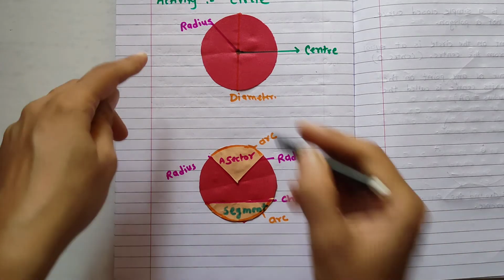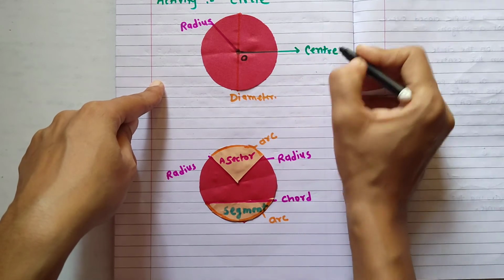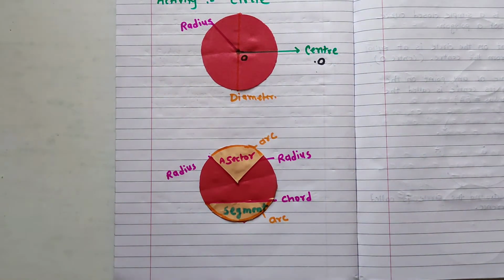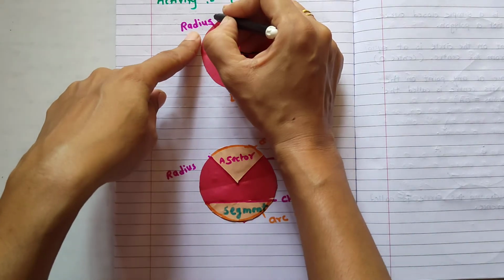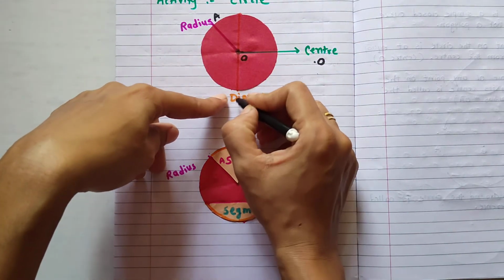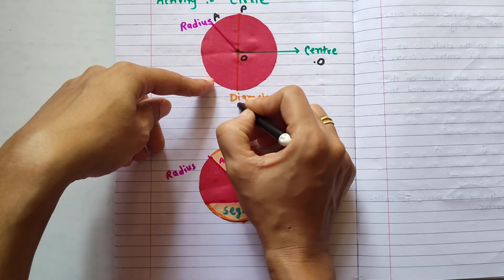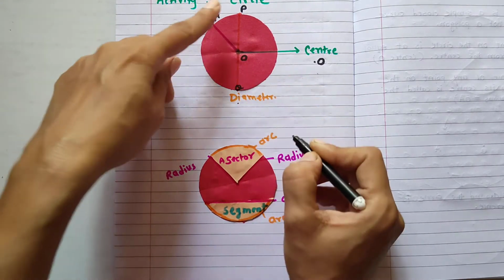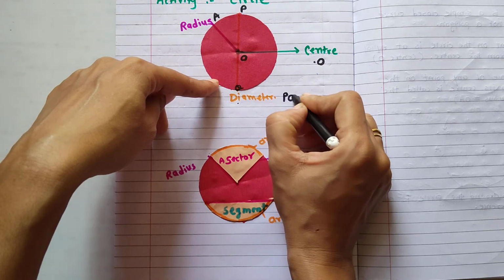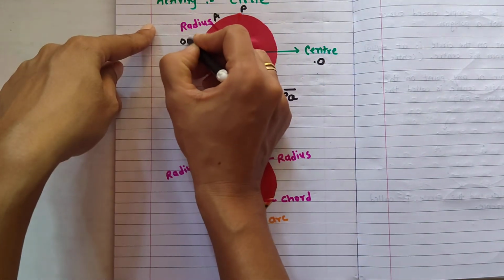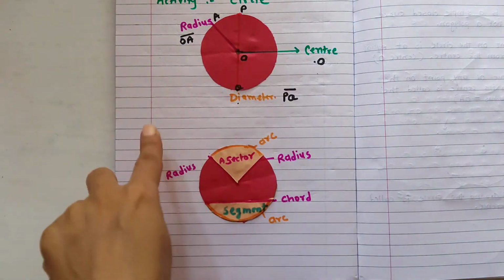Okay, so here I write O, so you have to write here center O. Okay, then radius OA, and this is PQ is diameter. Okay, so write here PQ diameter, radius is OA. Okay, label it in this way.